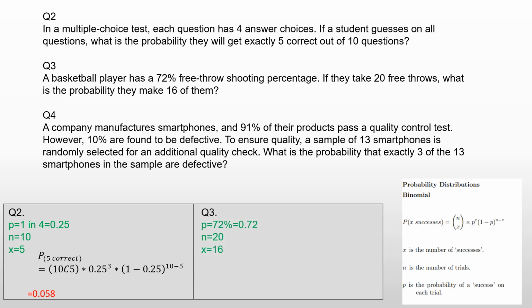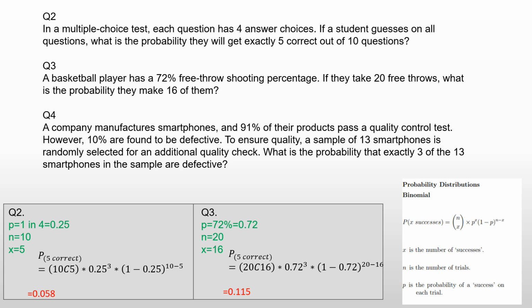You do the same for question 3. In question 3, the P, the probability, is 72%. Turn that into a decimal, 0.72. And then the N is the number of trials. You're having 20 free throws, so 20 trials. And then you want 16 of them to be successful, so X is 16. Just put that in the formula, and then there you have it.